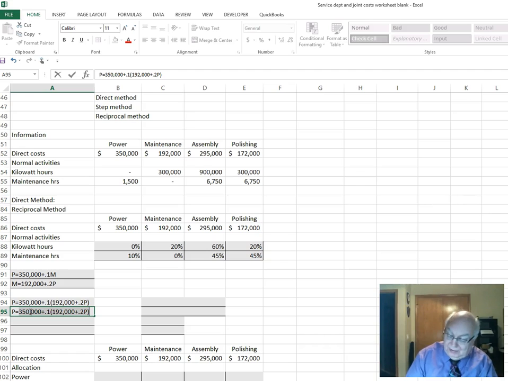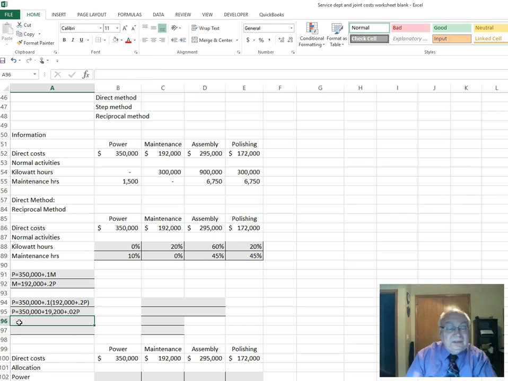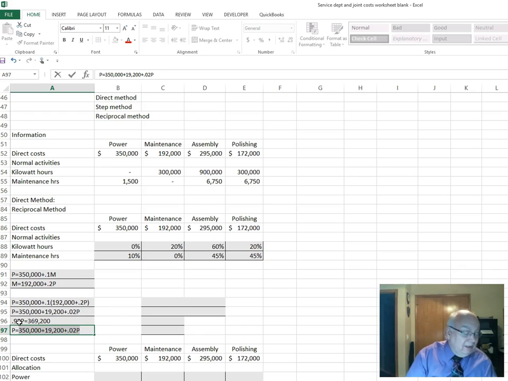So power is equal to the 350,000 plus 19,200 plus 0.02 P. Because remember, you take 10% of the 192,000 gives you 19.2, and 10% of 0.2 gives you 0.02. So you subtract both sides by 0.02, so that gives you 0.98 P is equal to 369,200. So power is equal to, you take 0.98 divided into 369,200, and that gives you 376,735.